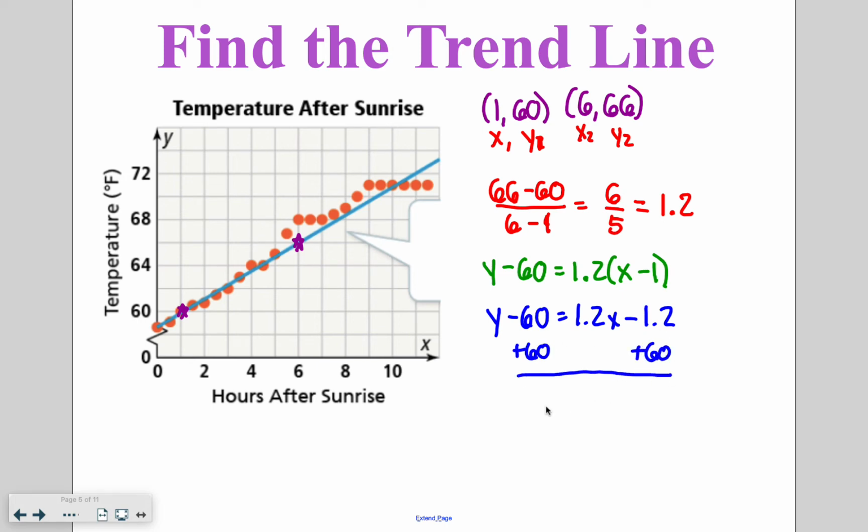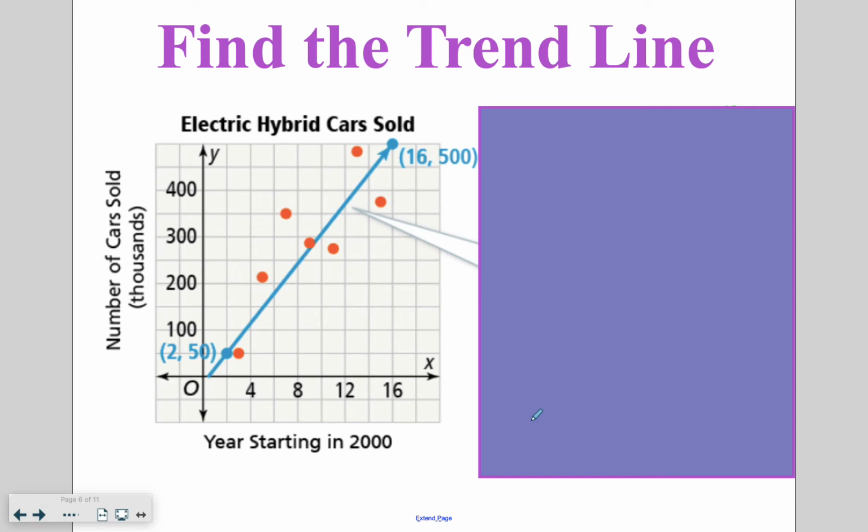So my trend line for this particular set of data is going to be y is equal to 1.2x plus 58.8. So we picked some points from the graph, found the slope, wrote it in point slope form, then converted it to slope intercept form. Go ahead and try this one on your own using the 2 points in blue that they give you on the line.